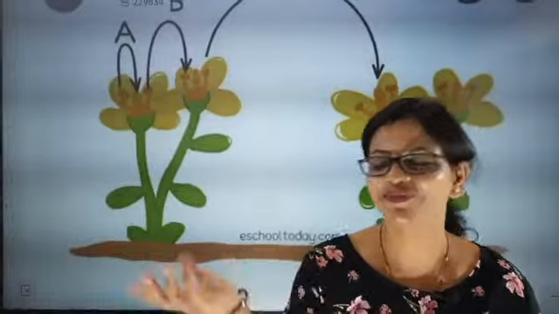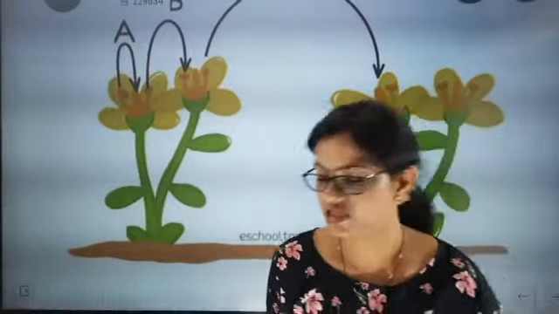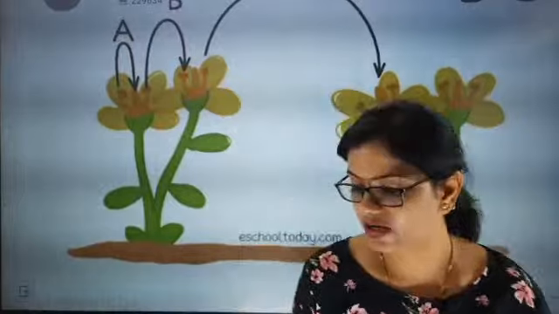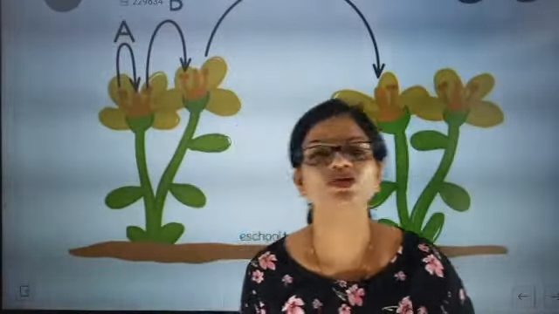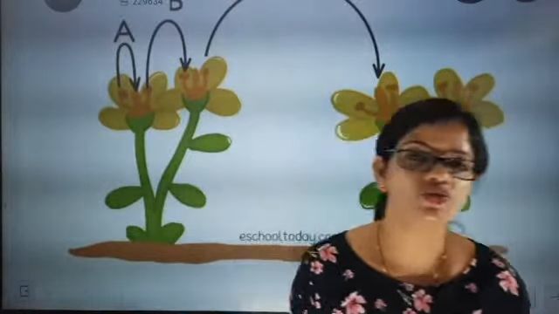One flower will be male and one flower will be female, so there is a male part and a female part. That is why they are called unisexual. But hibiscus has both stamen and carpel, so both male and female reproductive parts are there. That is why it is called a bisexual flower.